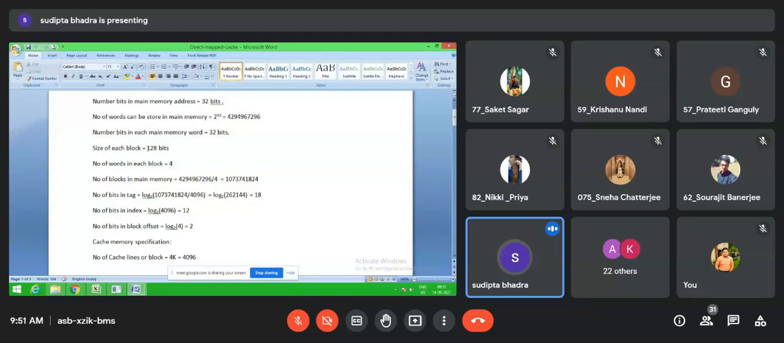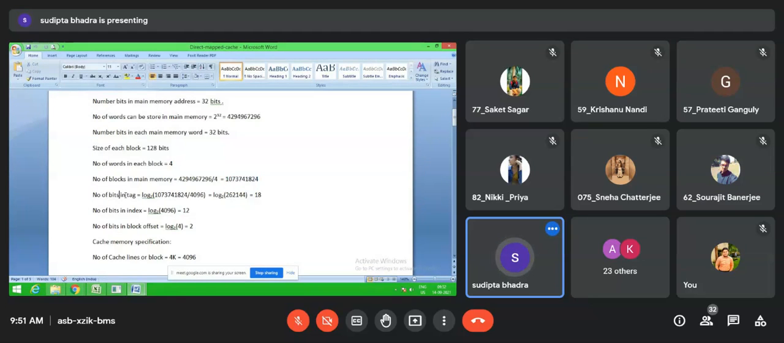Now how many bits are there in each block? 128 bit. And each word is 32 bit, so that means each block has 4 words. So how many blocks are in the main memory? The number of words you can store in the memory divided by 4, then you are going to get the number of blocks in the main memory, that is 1073741824.